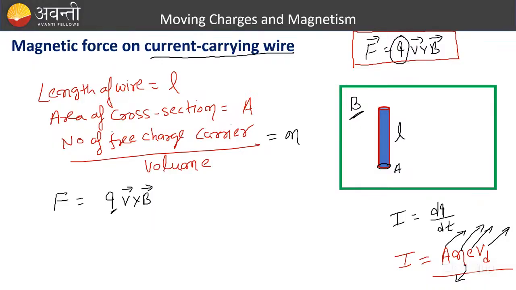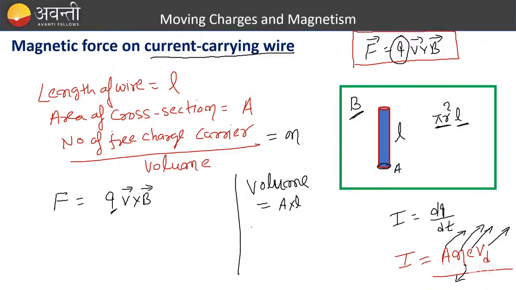Total volume क्या है? If you write here total volume of the conductor क्या है तुम्हारा? Volume is A into L, area of cross section into length. That will give us volume, right? Volume of cylinder क्या होता है? Pi r square L. Pi r square is what? Area of cross section. L is what? Length. So this is this.